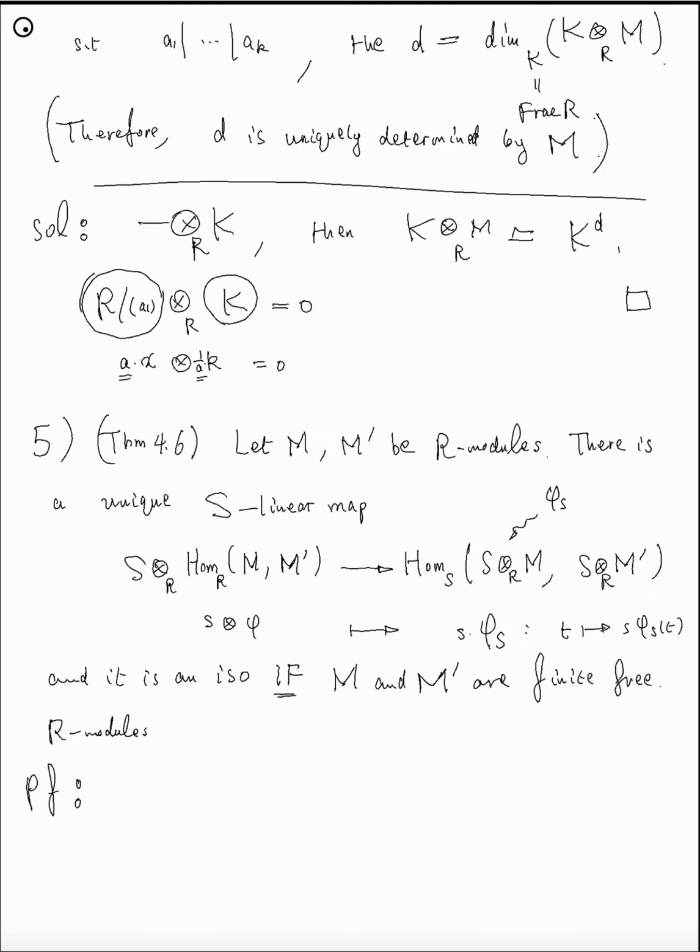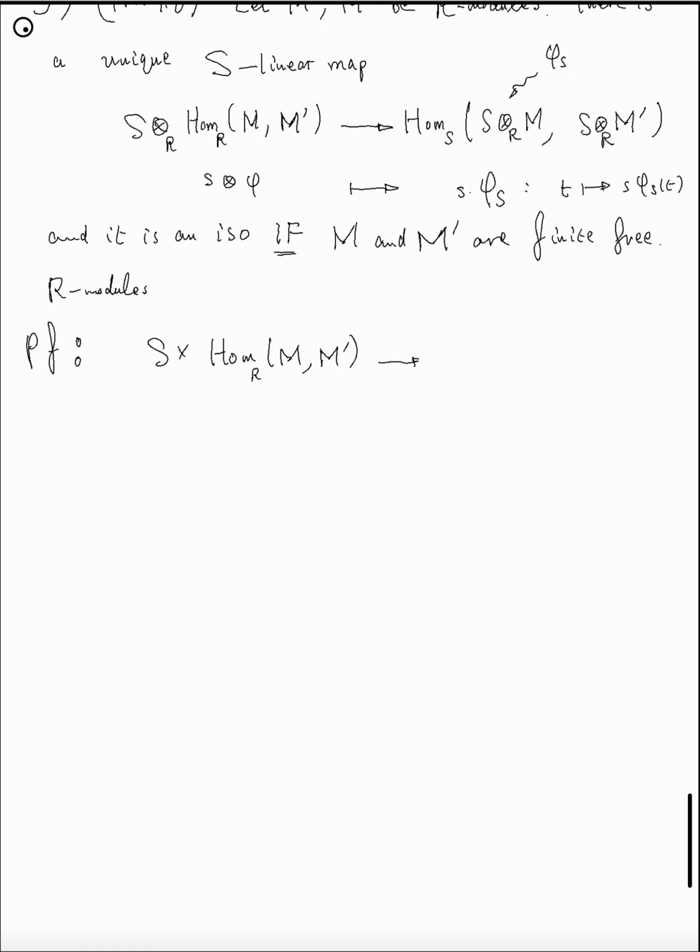Firstly, let's construct this map. It's about tensor product, so we construct firstly an R bilinear map. One checks this is, let me just use light notation, sorry. You understand what it is. This is base change. Okay, this is R bilinear.